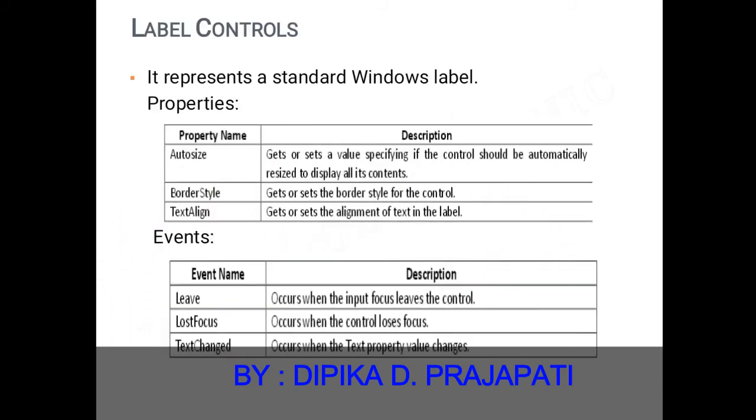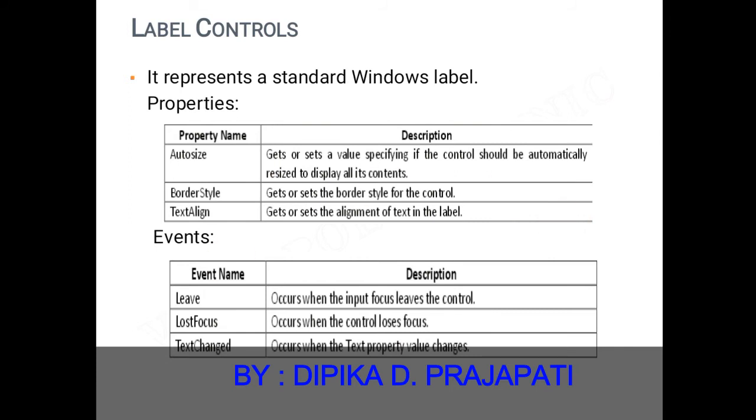Now the label control. This is our most important topic for the GTU exam. The button control is also an important topic for the GTU exam. So let's start with the label control. It represents a standard Windows label. Here is the property and event table for the label control. The first is the property table and the second is the event table.